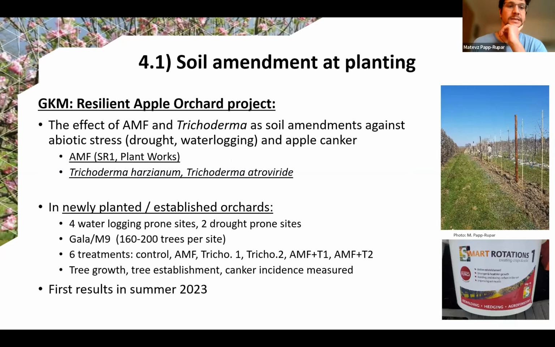So what we're doing in this Resilient Apple Orchard project, we are testing combinations of mycorrhiza and trichoderma amendments first at planting. If you're planting new orchards, you want to know if it helps to protect against expression of canker symptoms in the first couple of years. So we have a large amount of trials here, 4 on waterlogging prone sites and 2 on drought prone sites, and we have 160 to 200 trees per site with different amendments, which we're going to get the first results from this year. And we're running for 2 more years. So fingers crossed, we get some good results that we can then report back.